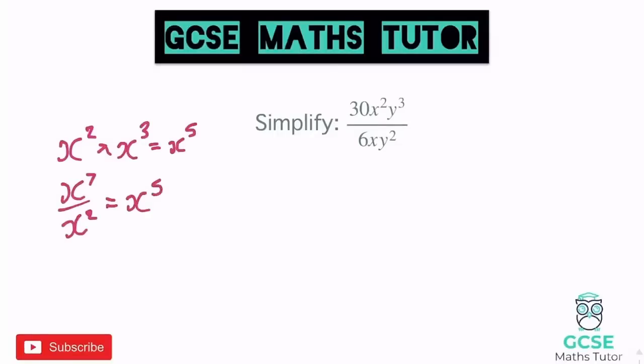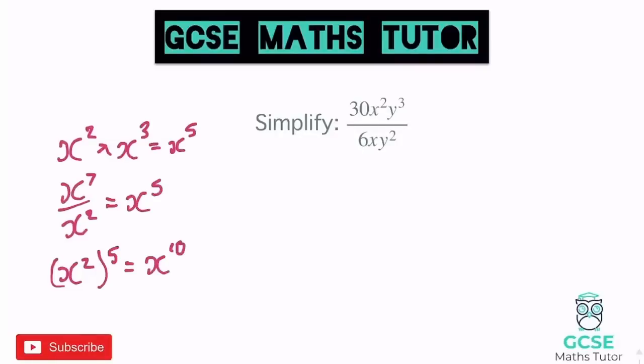And we also have powers in brackets, so if we have x squared to the power of 5, we multiply the powers, so we get x to the power of 10 in that particular example. Now having a look at this one, we've got 30x squared y to the power of 3 on the top and 6xy squared on the bottom. So we're doing a divide.